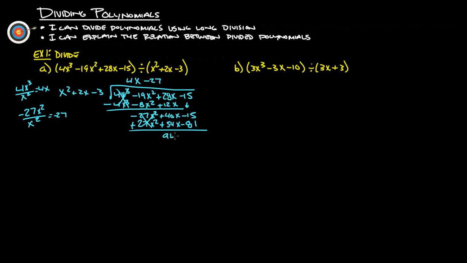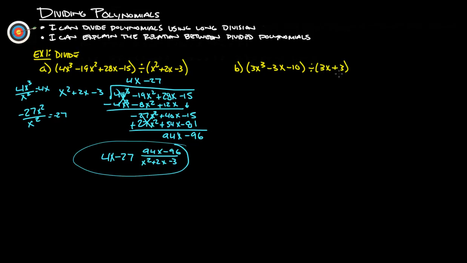That gives us 94x, and then that's 81, 91, 96, minus 96. And we have nothing left to drop down over here, so that's going to be our remainder, right? So we end up having 4x minus 27, and then we have 94x minus 96 all over x squared plus 2x minus 3. Okay, and that's our not pretty, but doable solution.